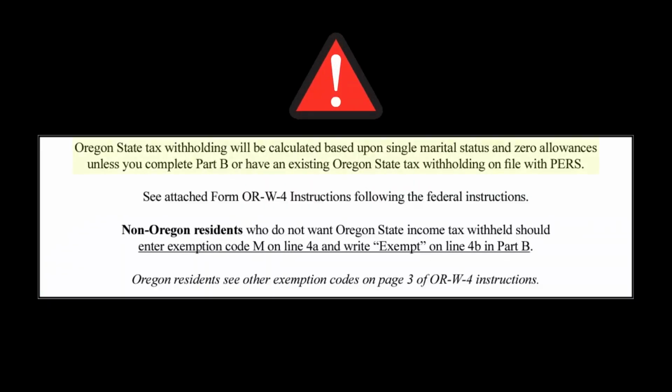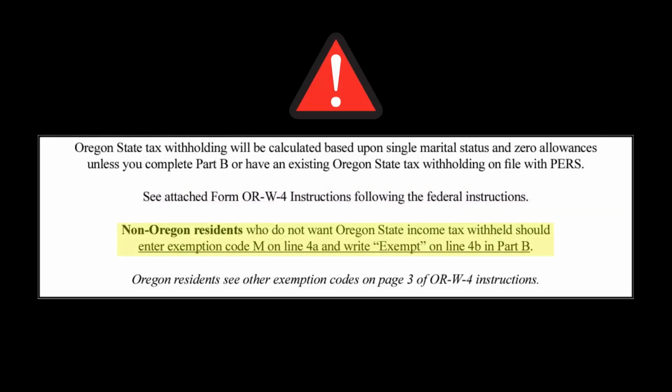Please note, Oregon state tax withholding will be calculated based upon single marital status and zero allowances unless you complete Part B or have an existing Oregon state tax withholding on file with PERS. See the Form ORW-4 instructions following the federal instructions.